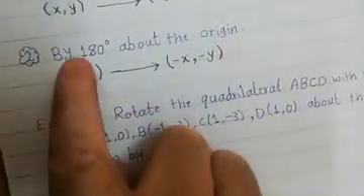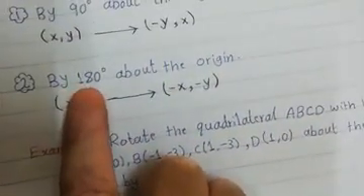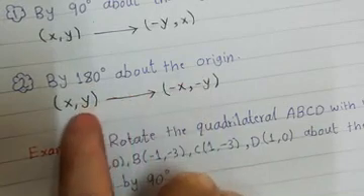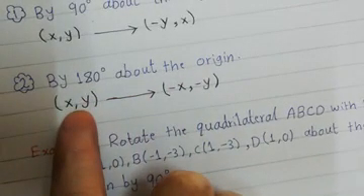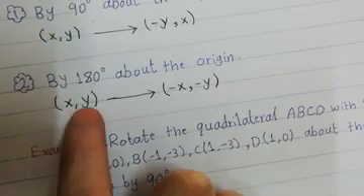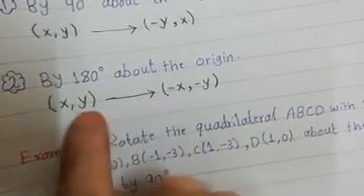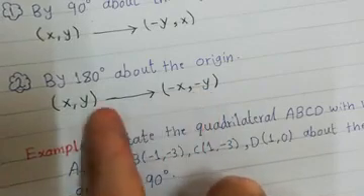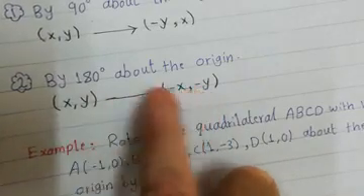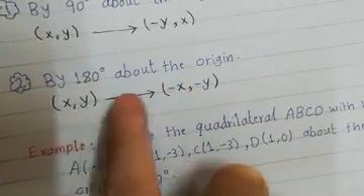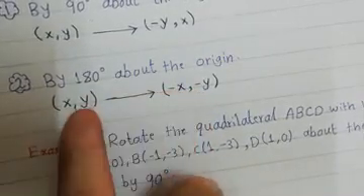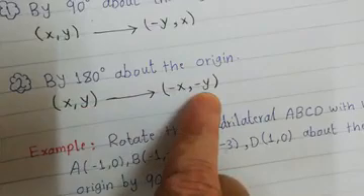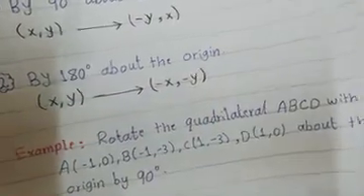The second type is rotation by 180 degrees about the origin, and in this case, any point with xy coordinates will keep the same x and y, but you will flip the signs. You will change the signs of each x and y. X will be negative x and y will be negative y. Let us talk about this example.